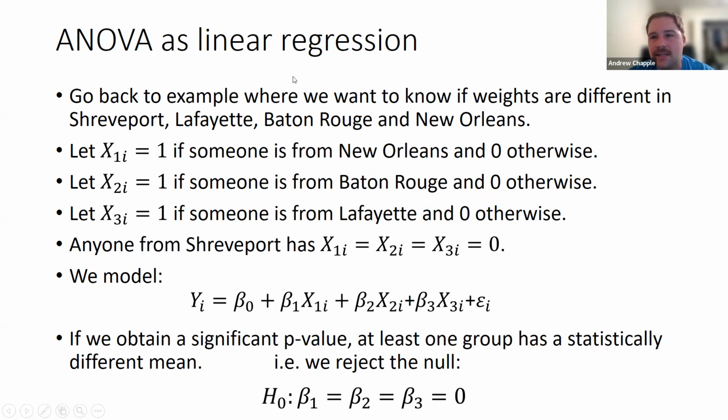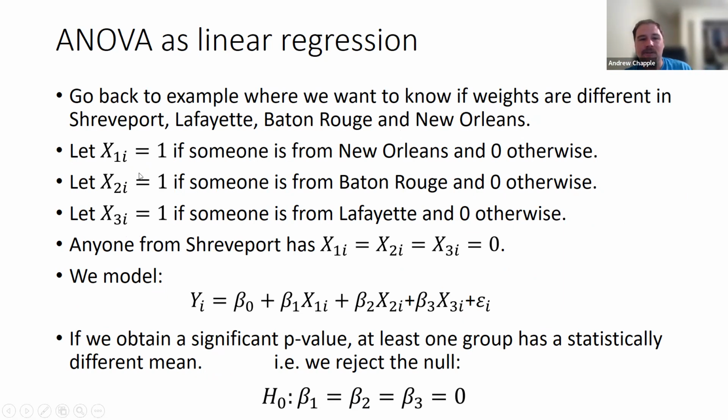Okay, so let's think about how we could have done this ANOVA, right? So we did ANOVA using the aov function. We totally could have done this using multiple linear regression. So let's look at the example where we wanted to know if weights are different in Shreveport, Lafayette, Baton Rouge, and New Orleans.